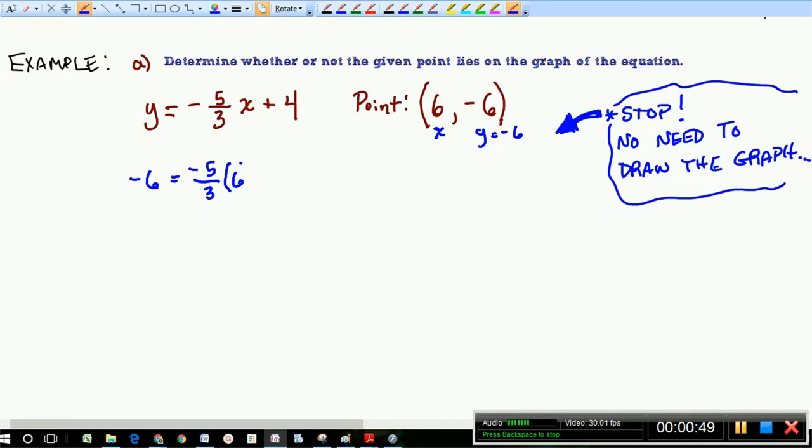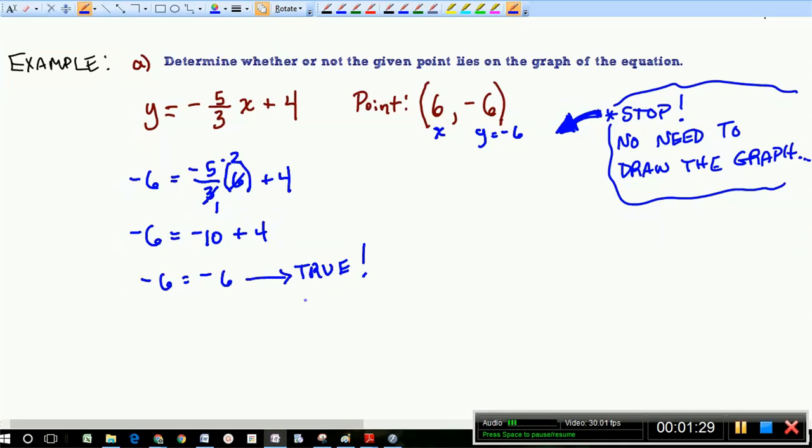So x is positive 6. Now let's simplify the right side, and every time you do a step, you bring down the left side with you. The first step is to cancel: 3 goes into 6 twice. Now you have negative 5 times 2, negative 10, plus 4. Negative 10 plus 4 is negative 6. True statement. So this is a point on the graph of the equation y equals negative 5 thirds x plus 4. So 6, negative 6 does lie on the graph.